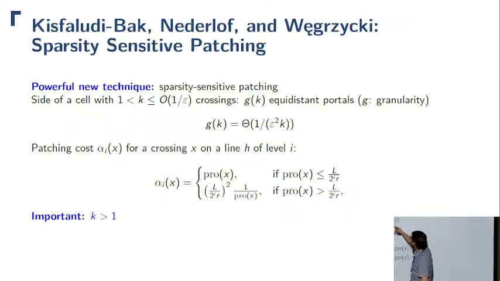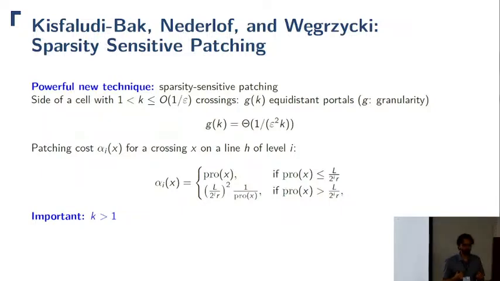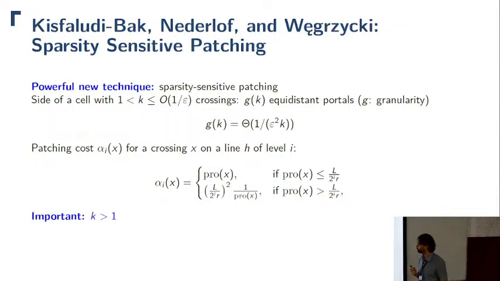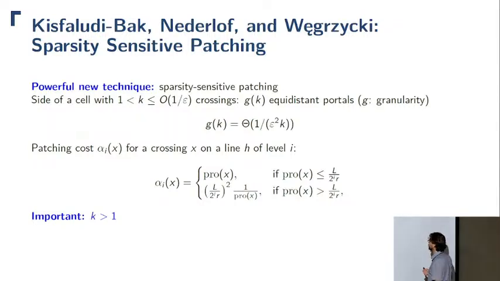If k is like 1 over epsilon, we have 1 over epsilon crossings, and so this turned out to work really well, actually, because they introduced some notion of proximity. The rough idea of this proximity is: what's the distance of different portal crossings?